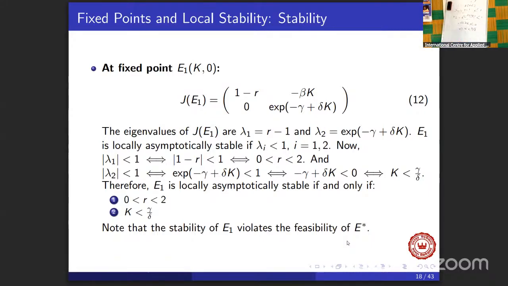But to find the interior equilibrium point E star (x star, y star), the condition is K greater than gamma by delta. That means if the interior equilibrium point does not exist, then the axial equilibrium point is stable. Go to the next slide.